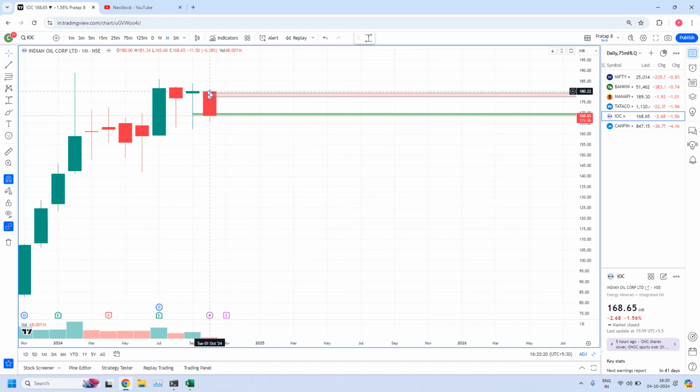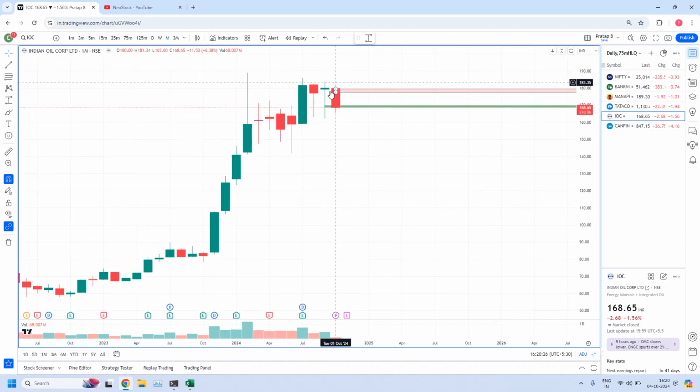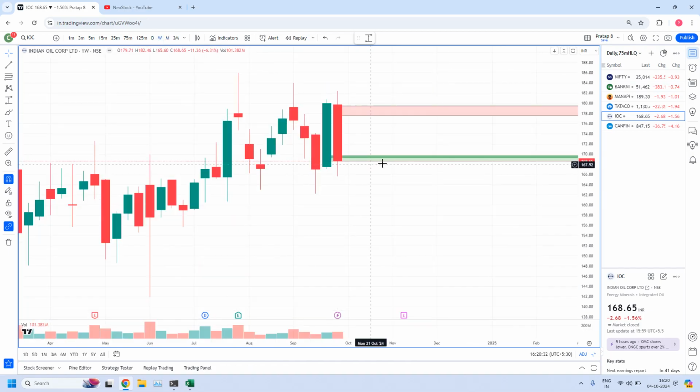Let me delete this. This is the target, right? Why have I drawn this? Anyway, after that, let's delete the unwanted things. Next, I am going to the weekly, changing the time frame to weekly.